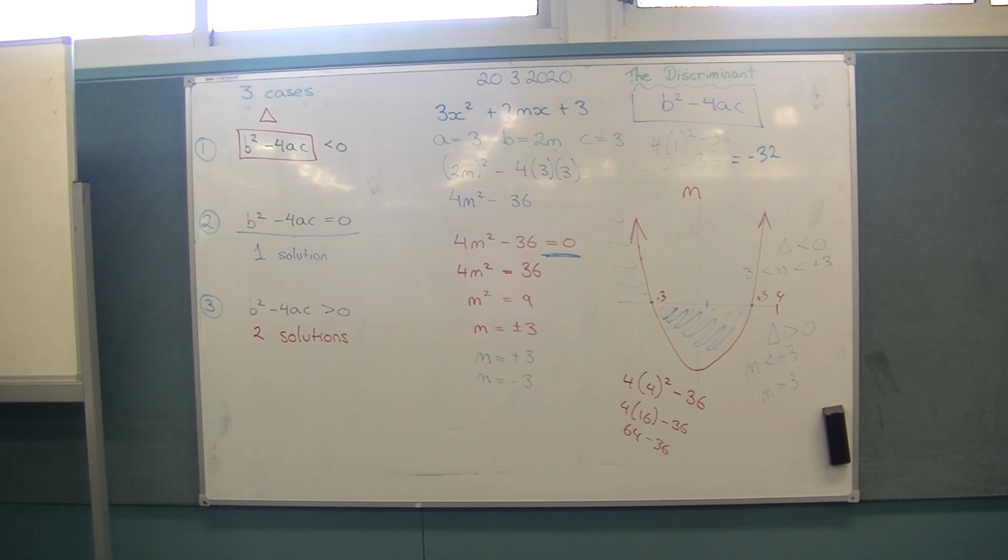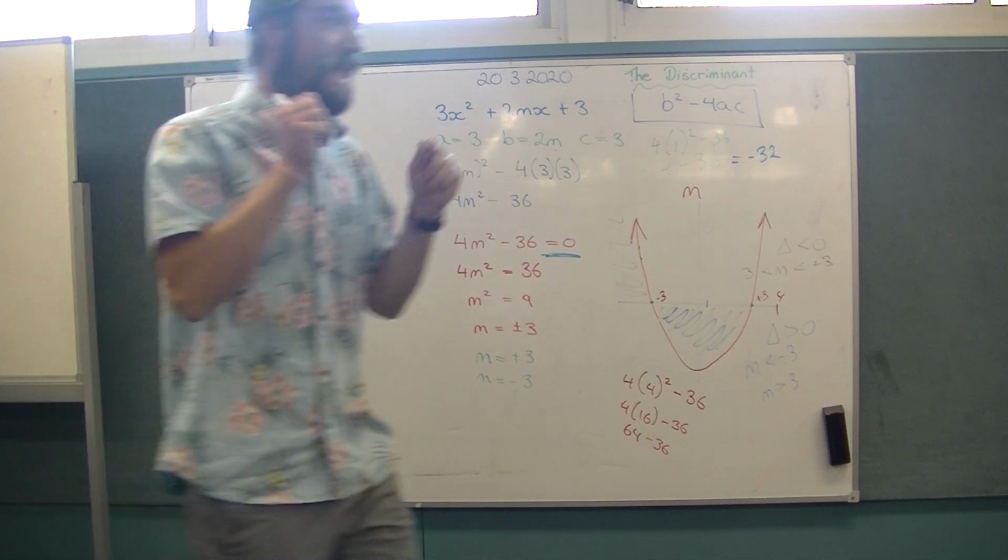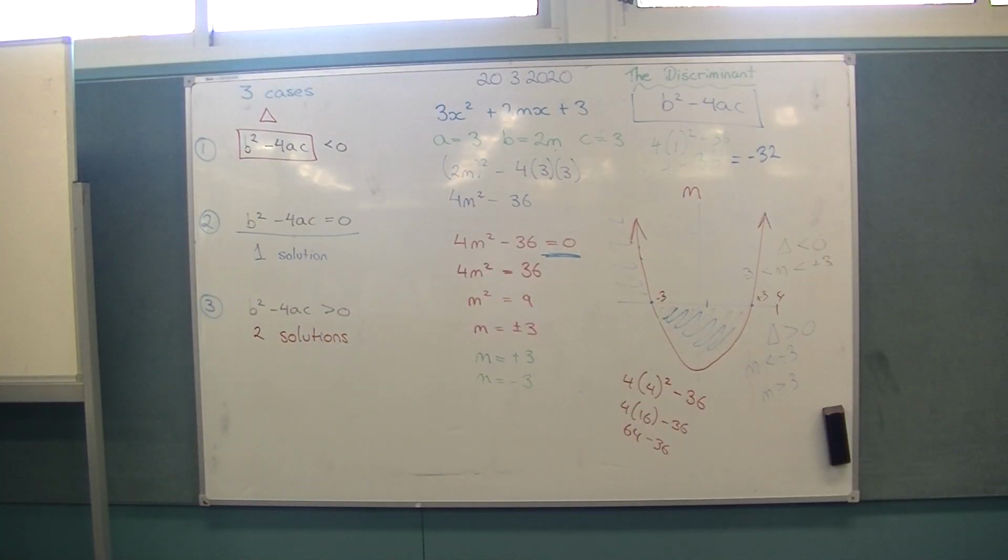Right, here is your quadratic. It's one of the problems from the set. x squared minus 4mx plus 20 is equal to 0. All you're doing is finding the values of m for which there are no solutions, one solution, and two solutions.